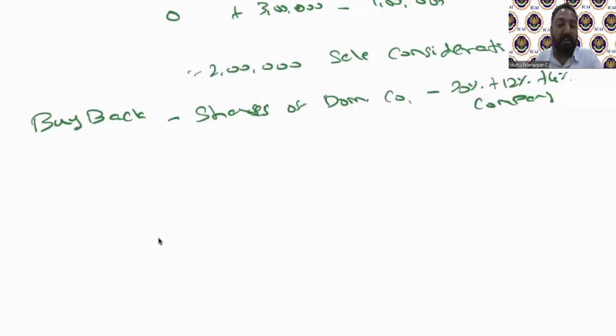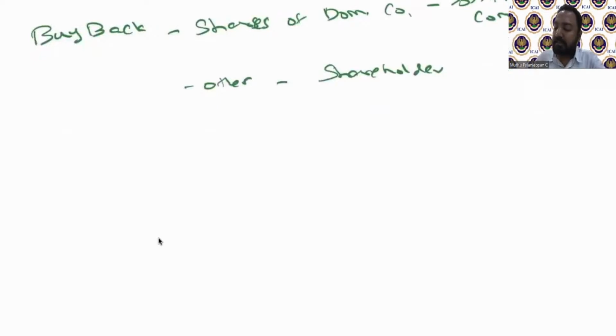Whereas for other shares or securities, it is taxable in the hands of the shareholder. So it is taxable in the hands of the shareholder and exempt in the hands of the company. It's very clear. Now, how do you treat the sale consideration? It is nothing but the amount received by the shareholder.